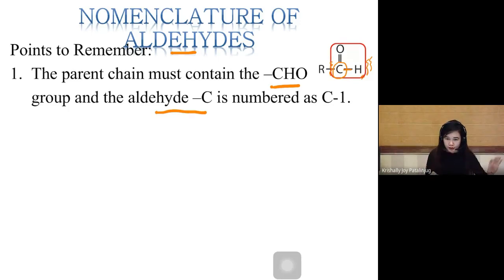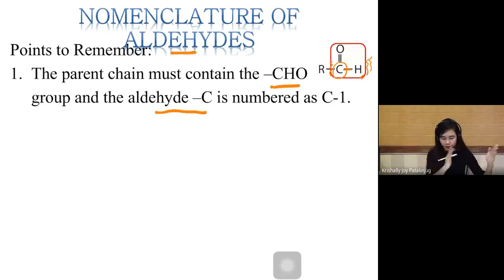For the parent chain, the longest chain, in numbering, that is always number 1. Even if there are substituents, double bonds, or other functional groups nearby, the aldehyde is still the higher functional group, because it has a double bond towards an electronegative atom. So it is carbon 1.